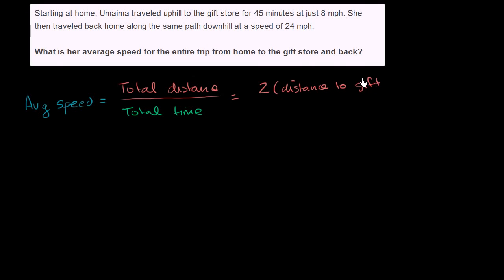That's going to be equal to the total distance that she traveled over the total time. Well, what's the total distance going to be? The total distance is going to be the distance to the gift store and then the distance back from the gift store, which are the same distances. So it's really 2 times the distance to the gift store.